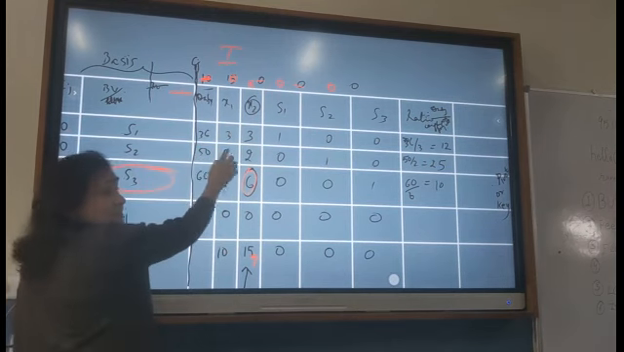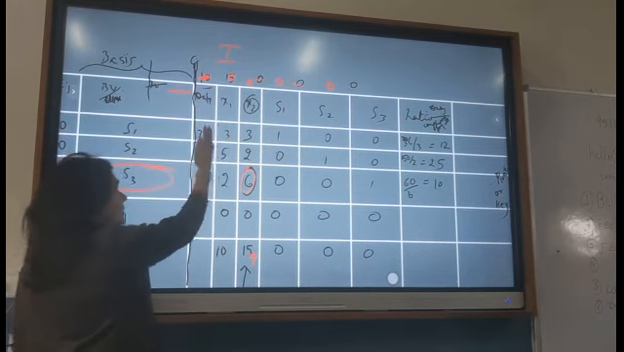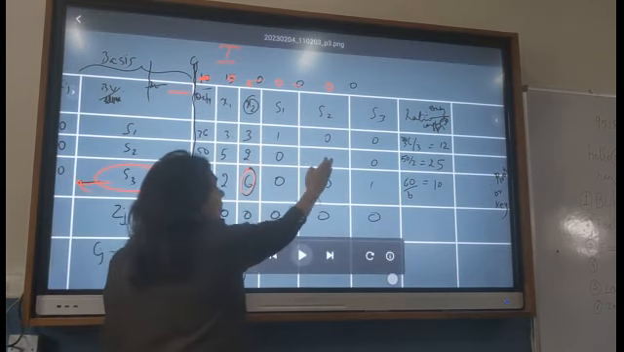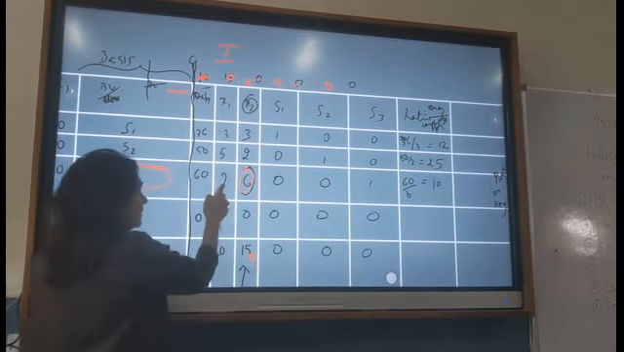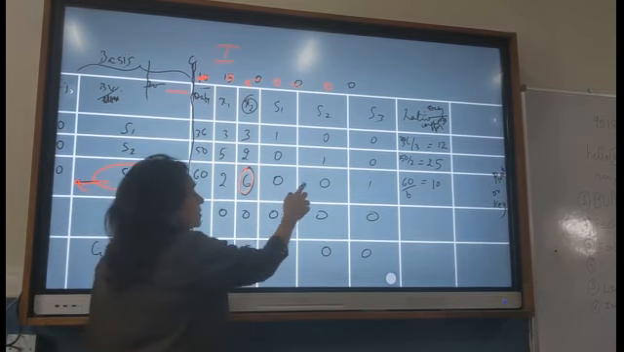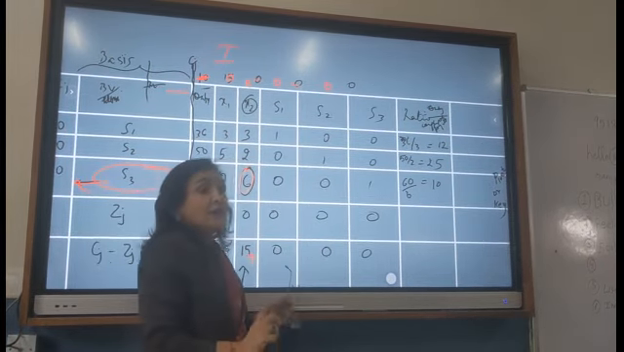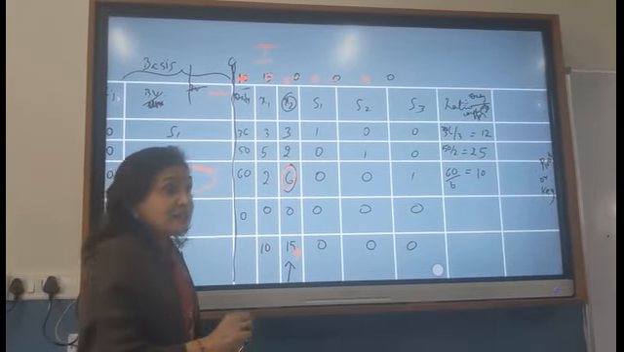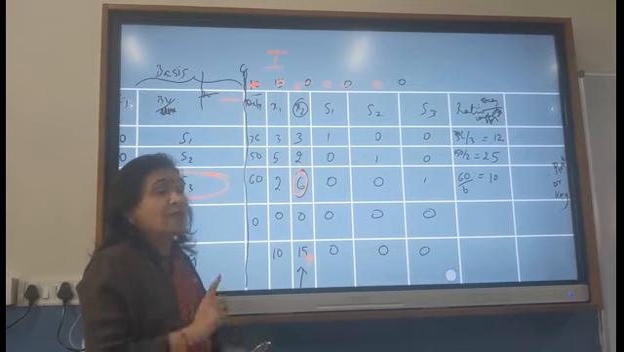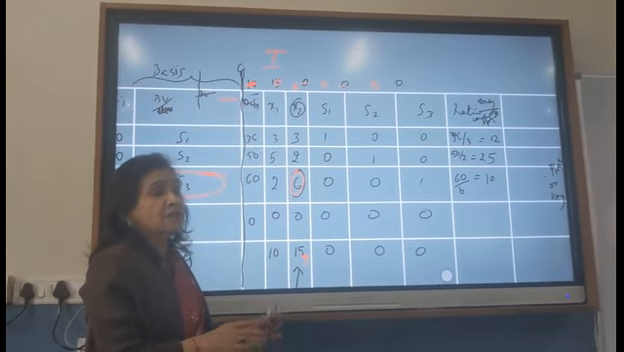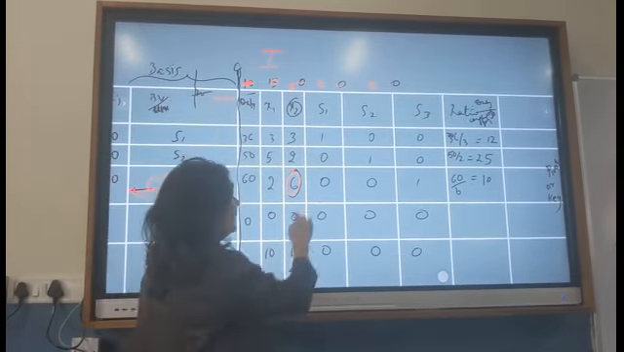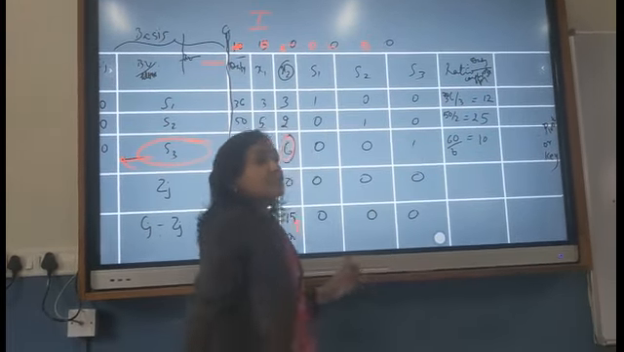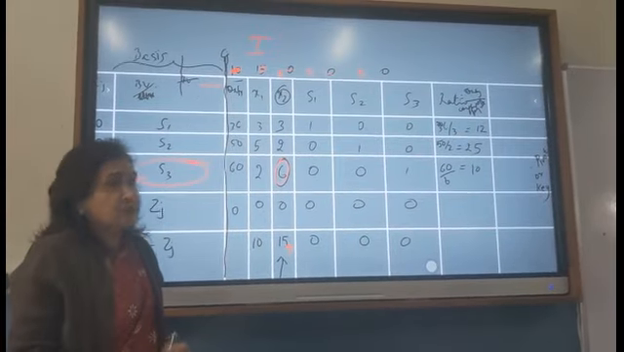Similarly, I write down the second equation: 5, 2, 0, 1, 0. Then the third equation: 2, 6, 0, 0, 1. One way of ensuring that you have copied these equations correctly is that in the first table, in a maximization case with all constraints of the type less than equal to, in the body you will have an identity matrix. It is always there in the first table.